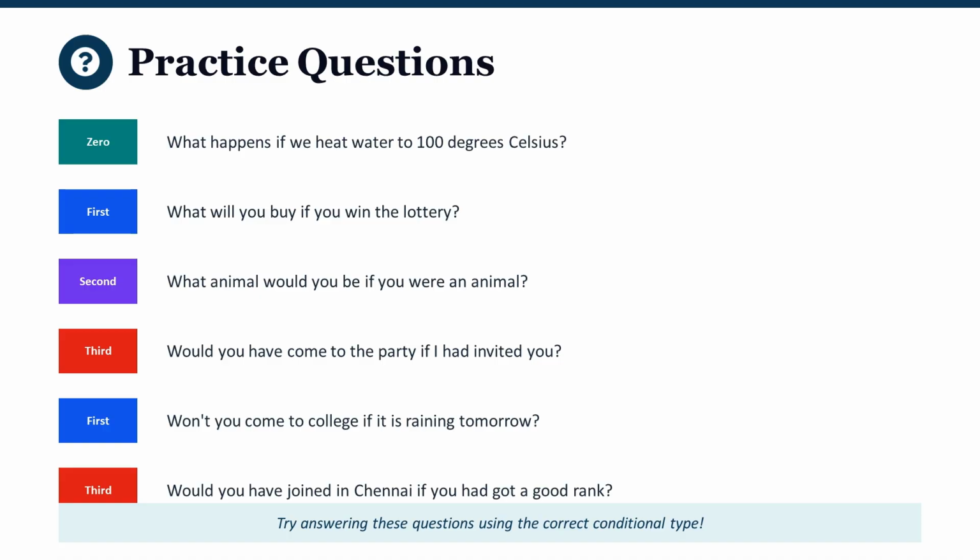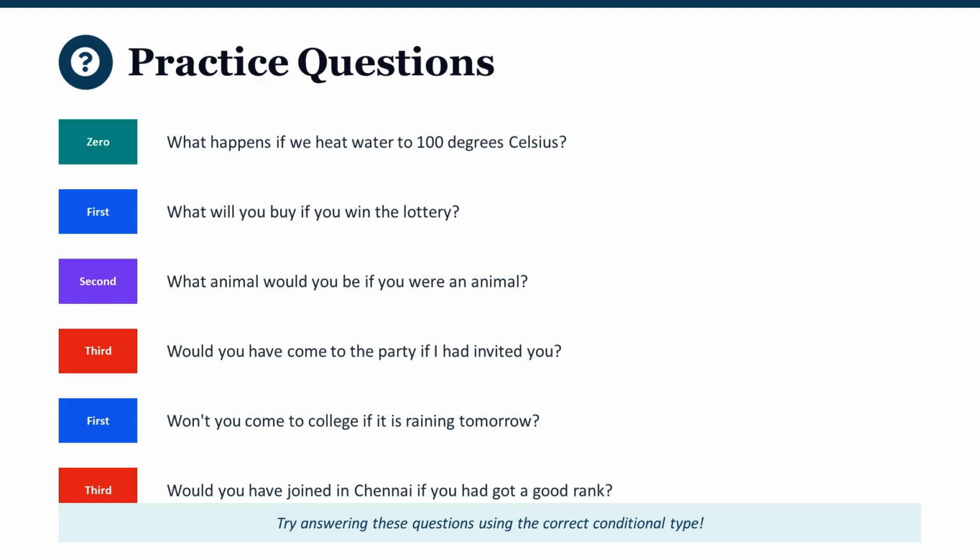Question 2 is a first conditional question. What will you buy if you win the lottery? Question 3 is a second conditional question. What animal would you be if you were an animal? Question 4 is a third conditional question. Would you have come to the party if I had invited you?